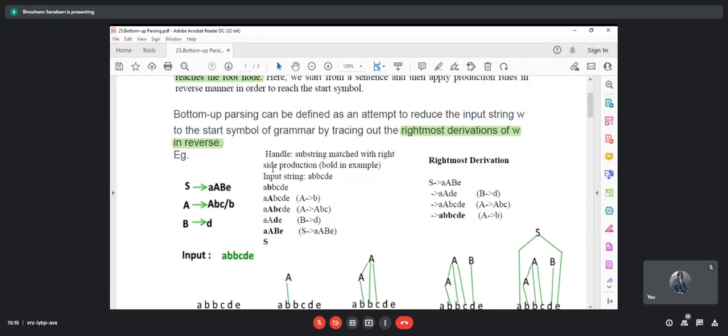I'm giving you a few seconds. Just see whether you can understand it or not. If you don't understand, just tell me.